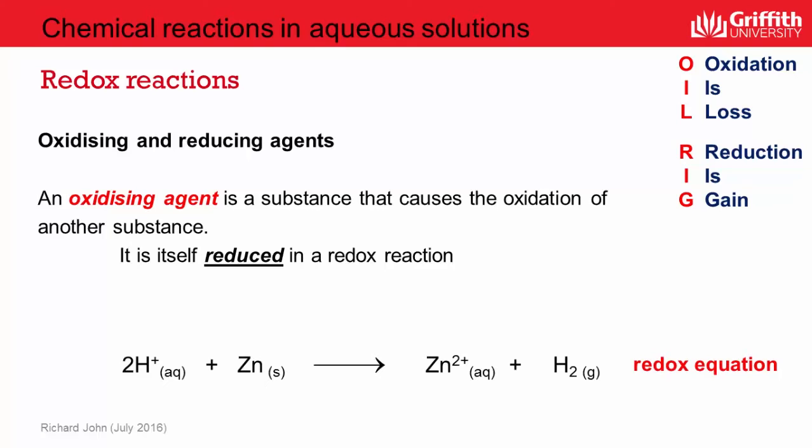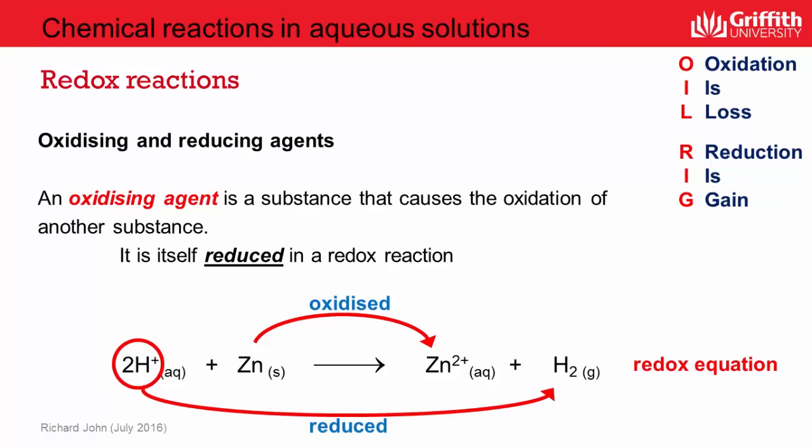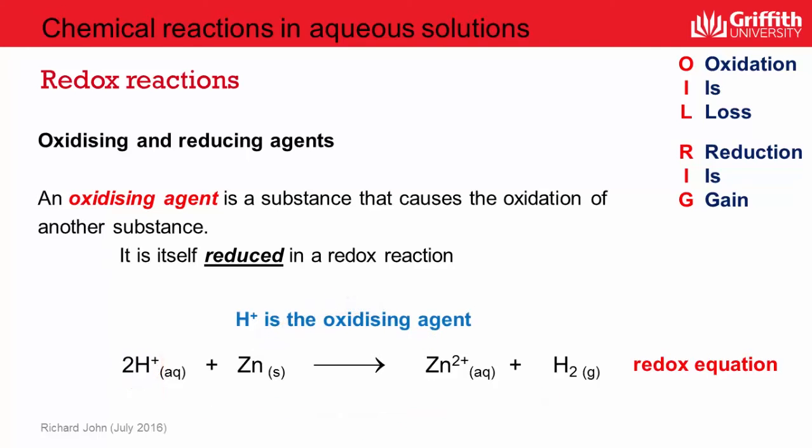If we go back to our redox equation here for the reaction between the acid and reactive metal, we can see here that the 2H+ ions over here have caused the oxidation of zinc to Zn2+. In that process, they have themselves been reduced from H+ ions to the H2 gas. So in this sense, they've caused the oxidation, they are themselves reduced. The H+ ions are the oxidizing agent in this particular reaction here.